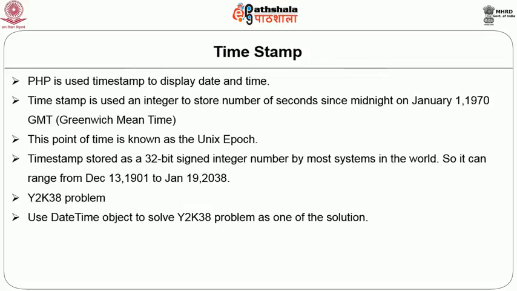So it can store range values from December 13, 1901 to January 19, 2038. The problem is that if any system reaches that point, after that it will be considered as 1901. So this problem is very similar to the problem faced as Y2K.